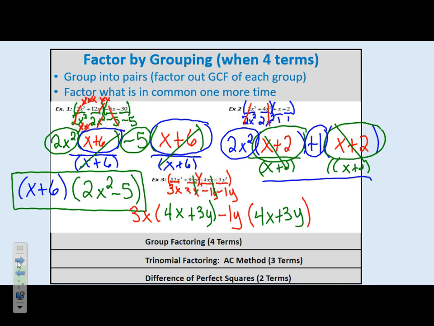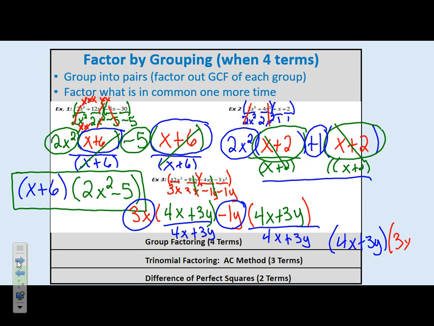Now if we figure out what they have in common here, we have these 4x plus 3y, so that's what we're going to get rid of. So that's going to go in front of my answer, so I have 4x plus 3y is one factor. Now what's left over? I have my 3x minus 1y. So my other factor is 3x minus 1y. That is the factored version of this expression.